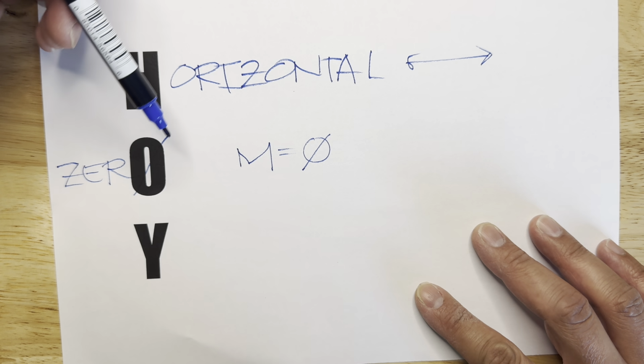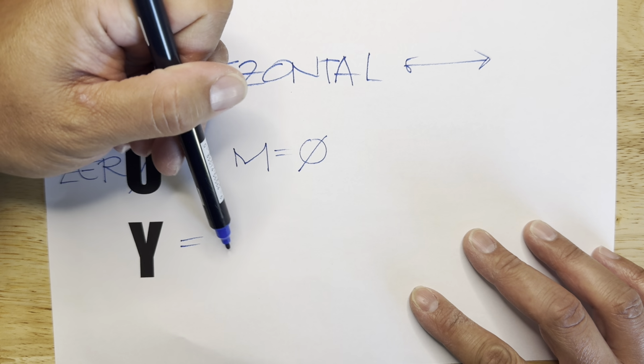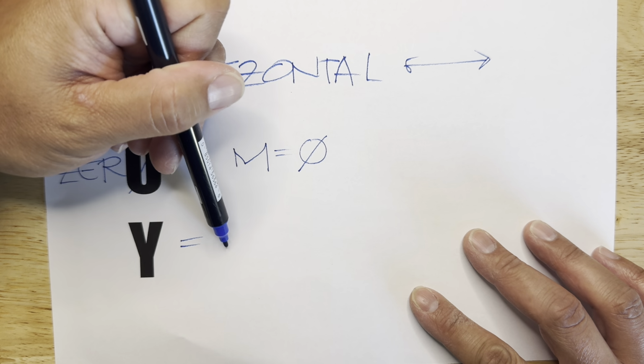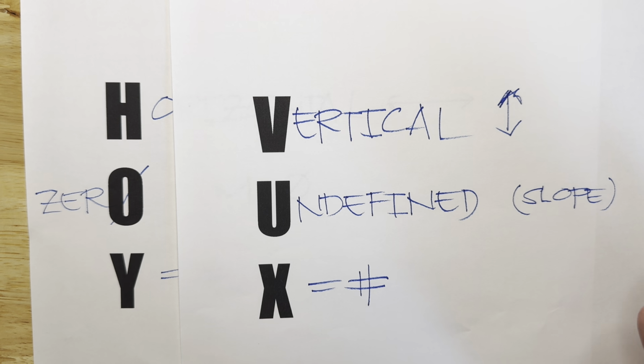And Y is for equations that have y equals a number. So remember, VUX: vertical, undefined, x equals. HOY: horizontal, 0 slope, y equals. Say those to yourself a few times. VUX, HOY, HOY, VUX. Horizontal, 0 slope, y equals. Vertical, undefined slope, x equals a number. Once you get these two down, it's super easy to graph.